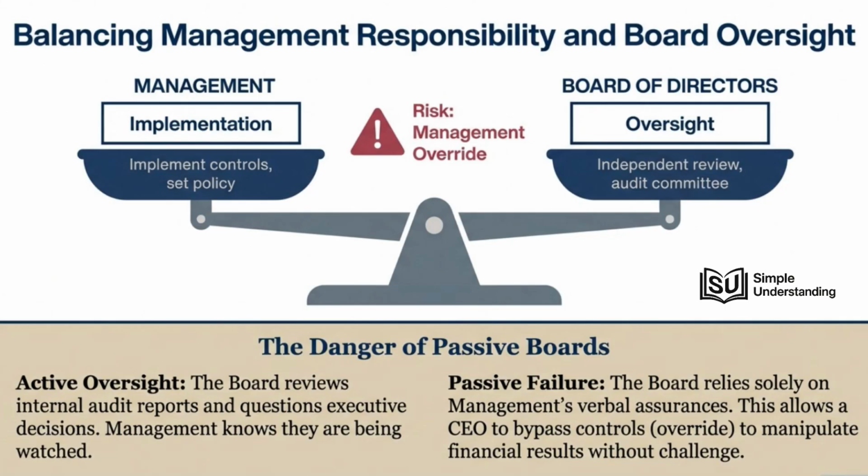In practice, boards that actively review risk assessments, internal audit reports, whistleblower activity, and executive behavior create strong deterrence. Weak oversight allows management override, control bypass, and cultural decay, enabling large-scale fraud to develop unchecked.